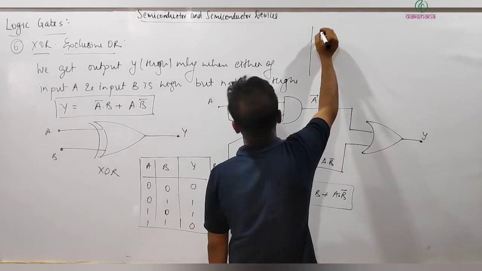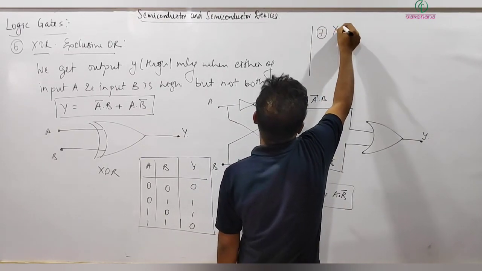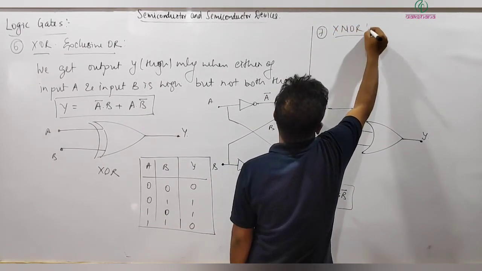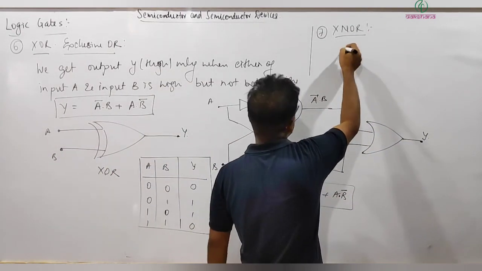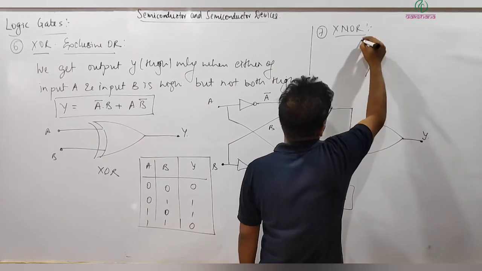And similarly, we have another one, that is XNOR gate, meaning exclusive NOR gate. Here it's just the inverse of the exclusive OR gate.